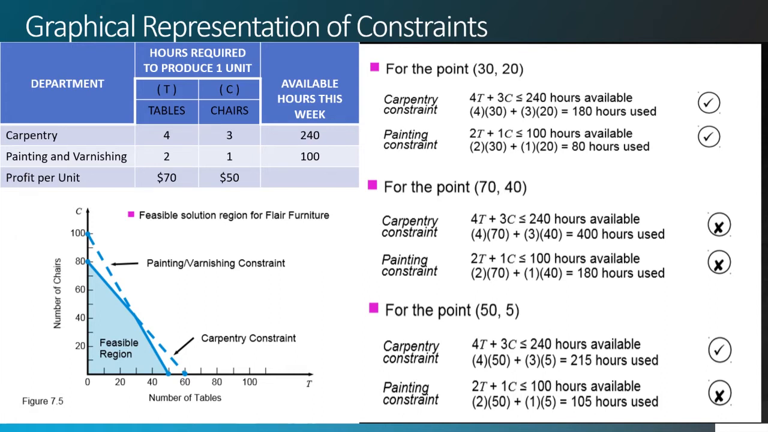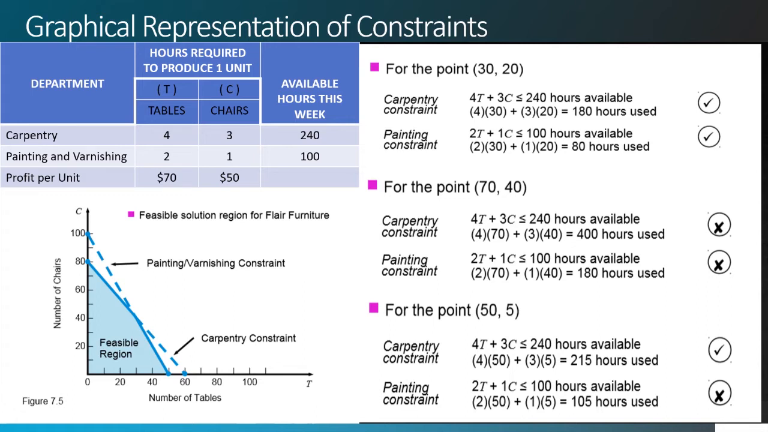For the point (70, 40), or 70 tables and 40 chairs, it would not be feasible because if they manufacture 70 tables and 40 chairs, under the carpentry department they will use 400 hours. But then the available hours is only 240. Under painting, the hours used is 180 and the hours available is only 100.